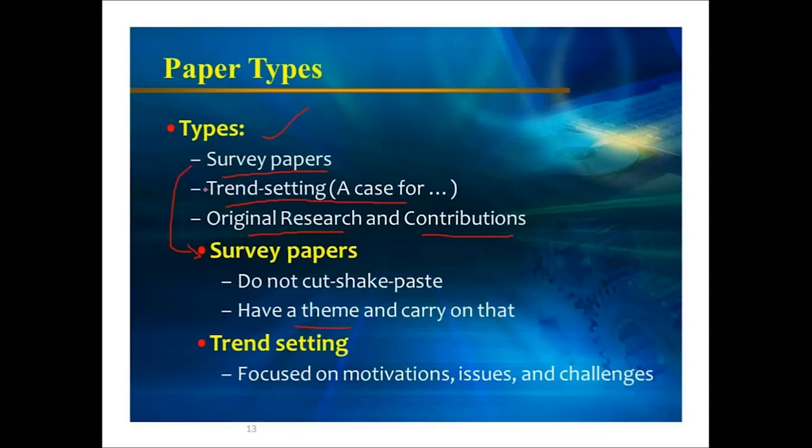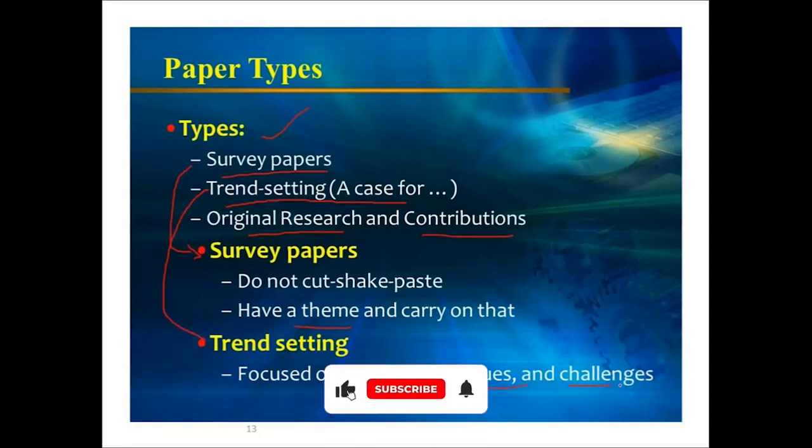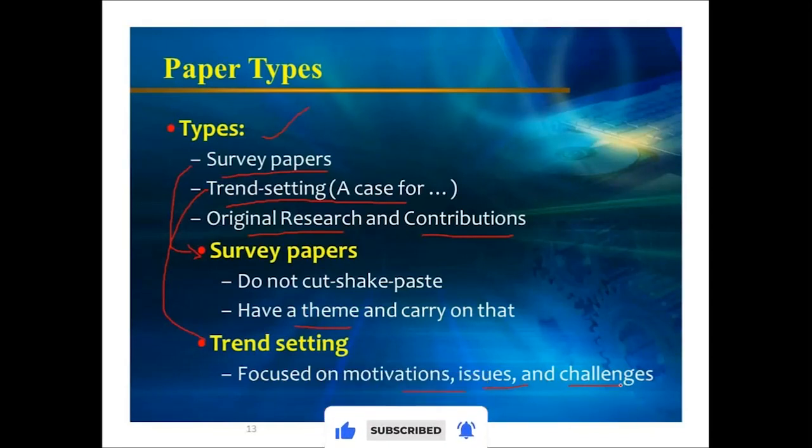Trend setting is the second type of paper. Trend setting focuses on the motivations, issues and challenges, as I said. The current issue is in AI. AI is soon going to be utilized in blockchain, which is emerging, and futuristic things are also very emerging areas now.